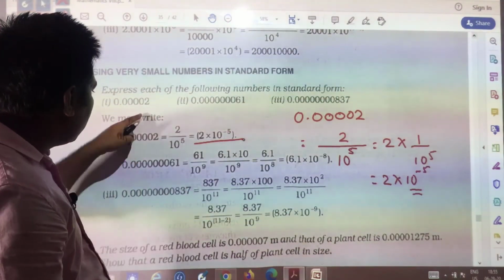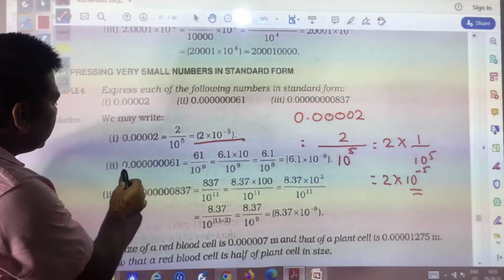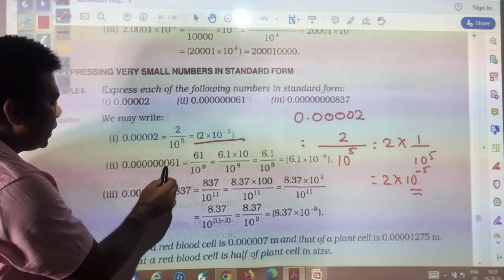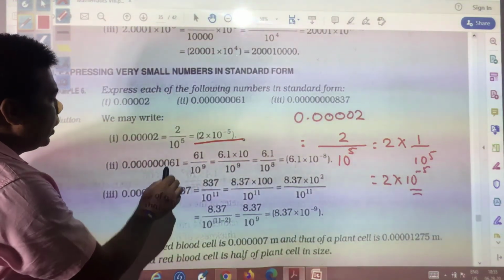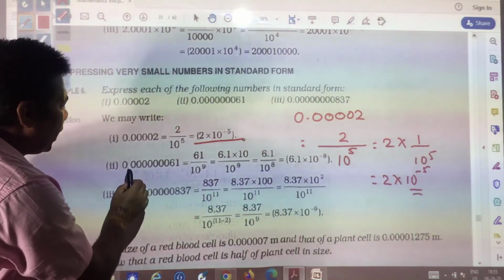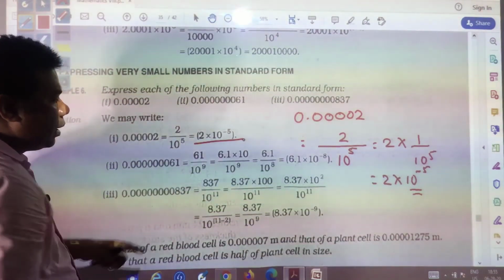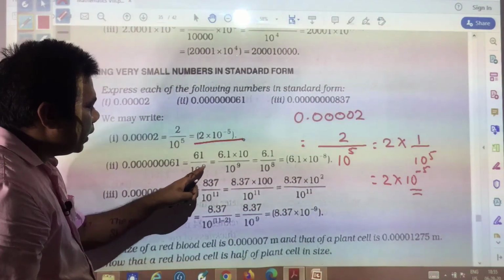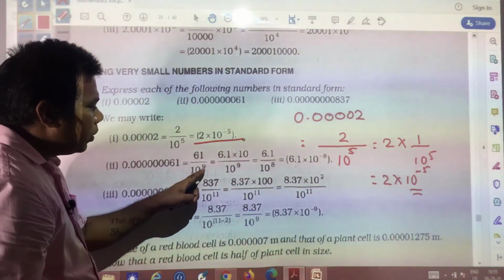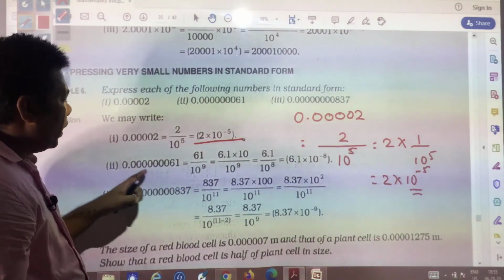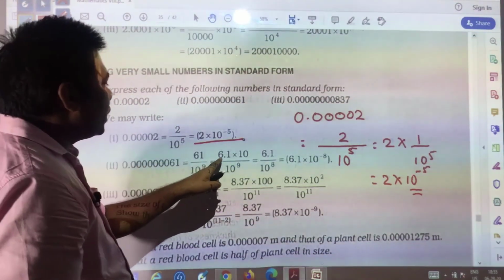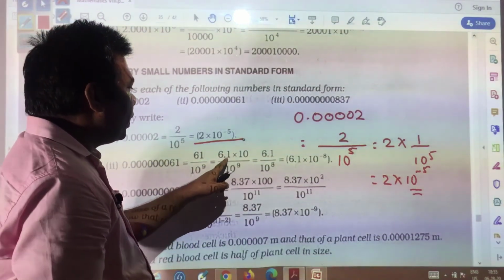In the same way, other numbers are there, you can see 0.0000006 1: 7 zeros are there and 61. Just write 61 divided by, after the decimal how many digits are there. So, 10 to the power 9 it will be, and if more digits are there, the power will rise. 6.1 into 10 it can be written.